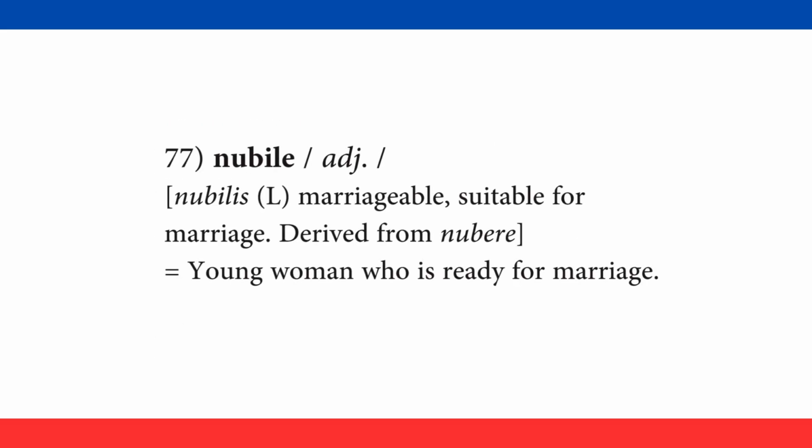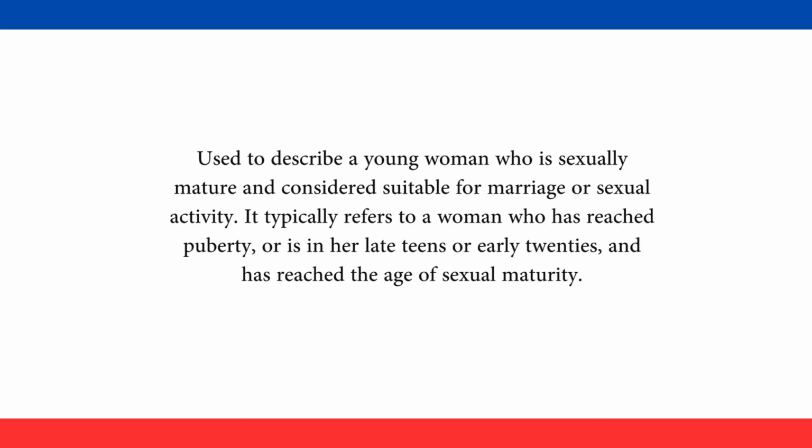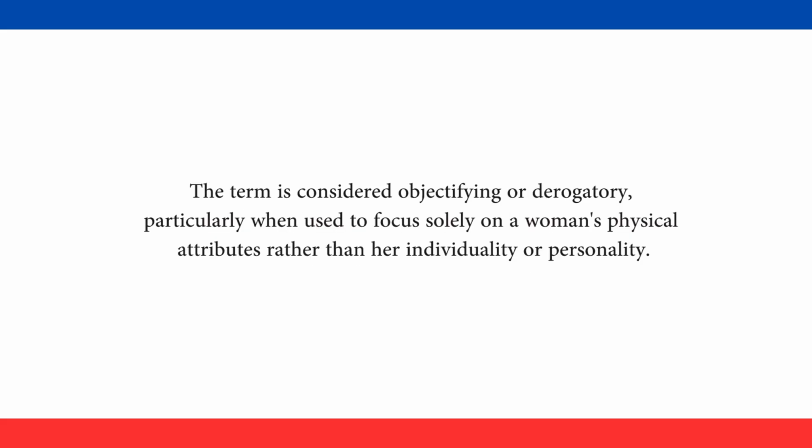Number 77. Nubile, which is an adjective. Nubilis is the Latin term which means marriageable, suitable for marriage. Derived from nubere. This refers to a young woman who is ready for marriage. Used to describe a young woman who is sexually mature and considered suitable for marriage or sexual activity. It typically refers to a woman who has reached puberty, or is in her late teens or early 20s, and has reached the age of sexual maturity. The term is considered objectifying or derogatory, particularly when used to focus solely on a woman's physical attributes rather than her individuality or personality.